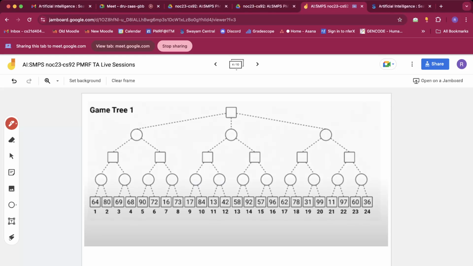So this is a min node, so it will choose the minimum among 64 and 80. So this will get 64. This is also a min node which will choose between 69 and 68, so it will choose 68. And then this is a max node, so it will choose 68, which is the greater one among 68 and 64. Similarly we'll fill the rest of the subtrees as well. This will be 72 because it's the minimum among 90 and 72. This will be 16 because it's a min node. This will be 72 because it's the maximum among 72 and 16, and then this min node will have the minimum among 68 and 72, which is 68.